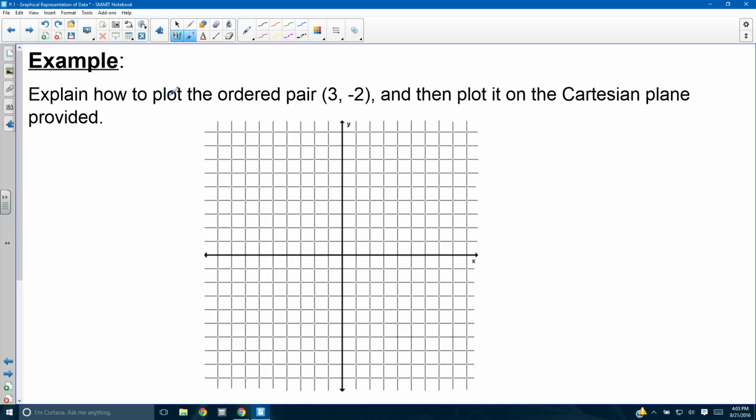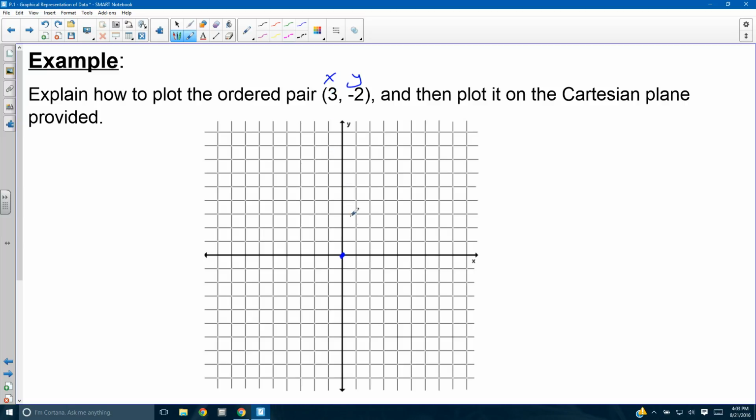All right, let's do an example. Explain how to plot the ordered pair 3, negative 2, and then plot it on the Cartesian plane provided. Okay, so for 3, negative 2, what we would do is start at the origin right here at 0, 0. This is not a point that I'm plotting, I'm just referencing it. And 3, comma, negative 2 says I'm going to move 3 units in the x direction and negative 2 units in the y direction.